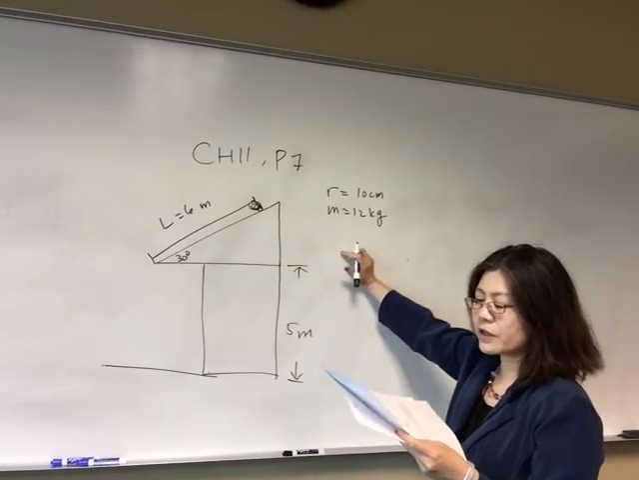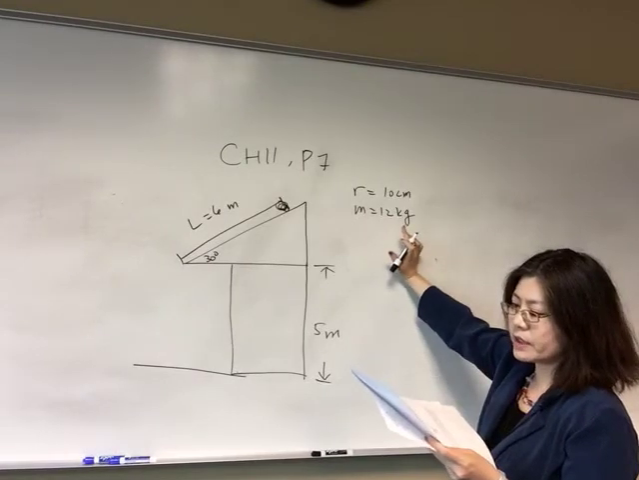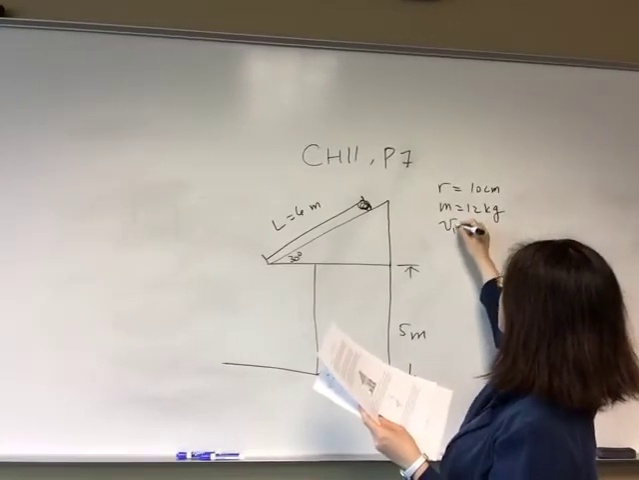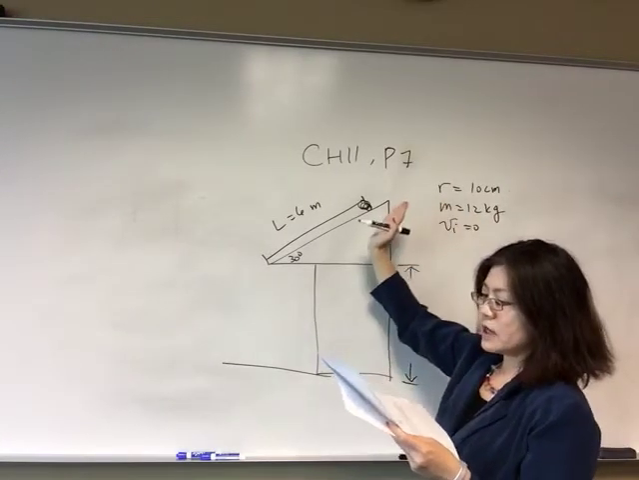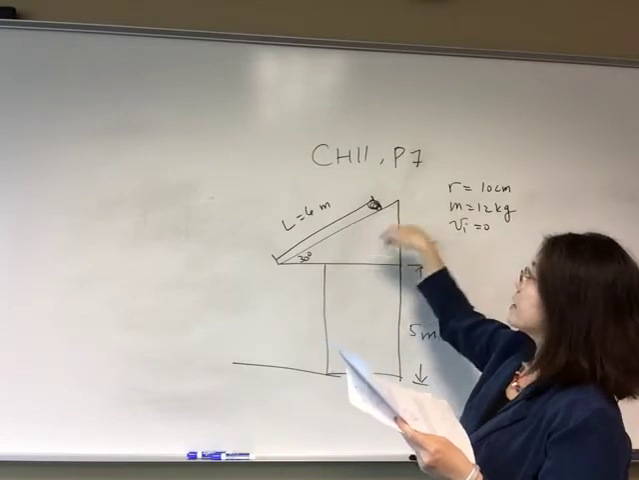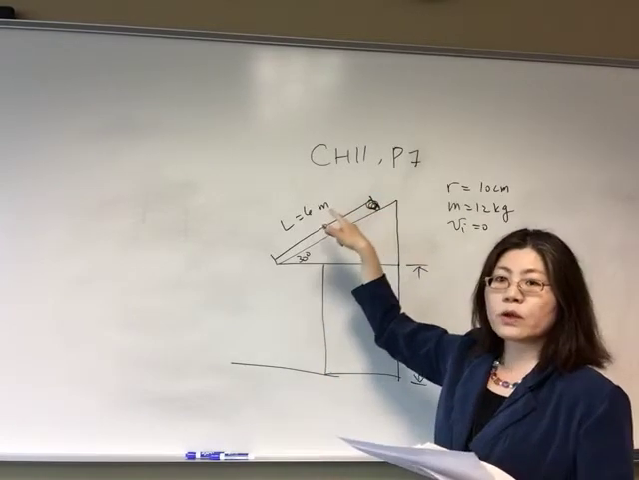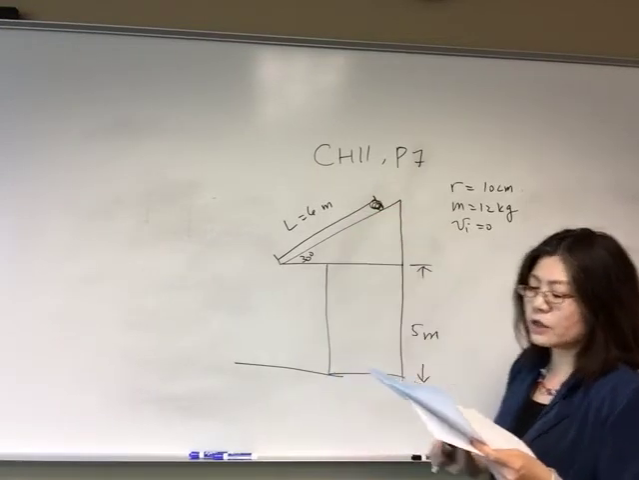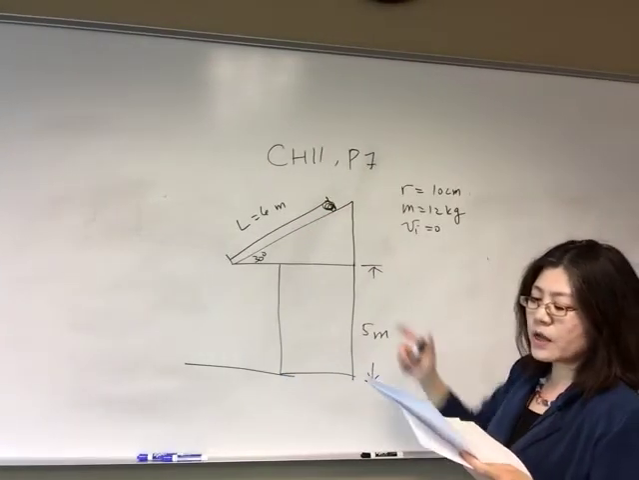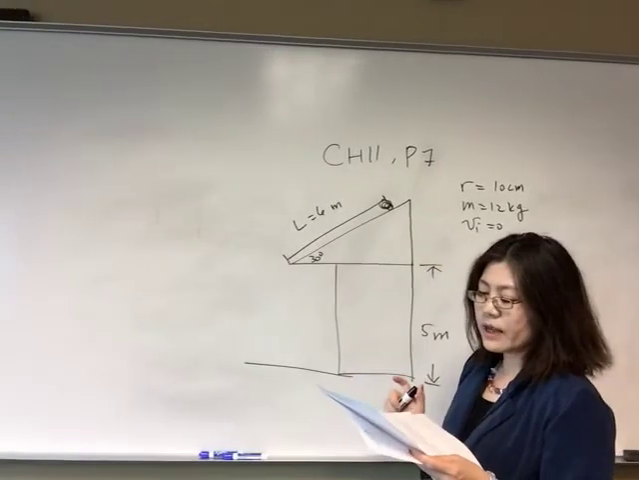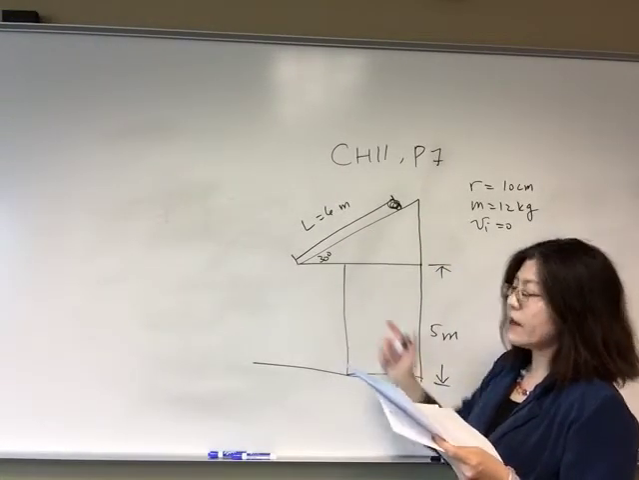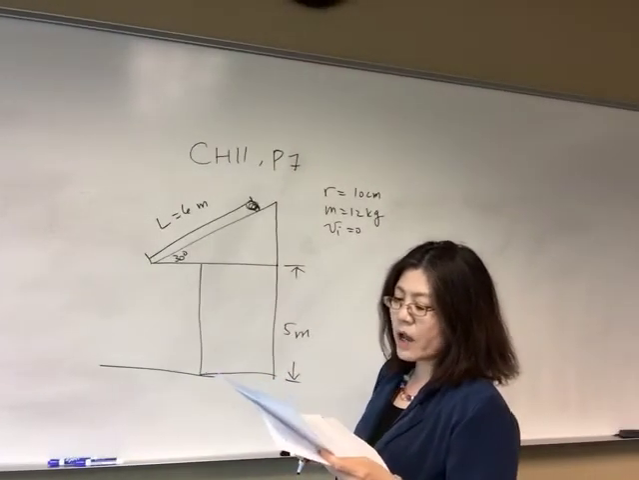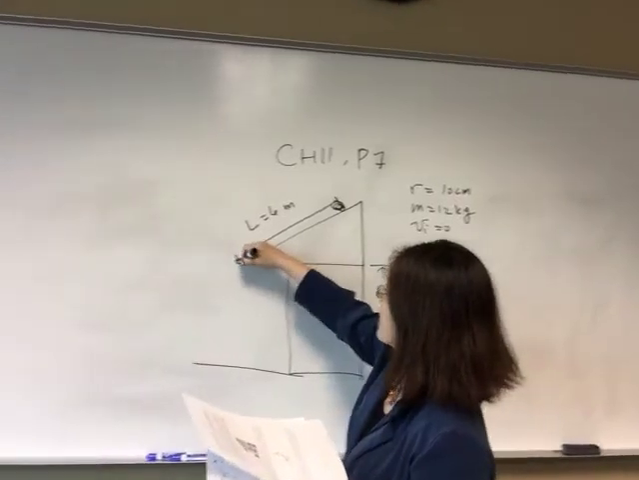It says a solid cylinder of radius 10 centimeters and mass 12 kilograms starts from rest. So the initial velocity is 0. It starts from rest and rolls without slipping. So it is rolling, which means that it has linear kinetic energy and also rotational kinetic energy. So rolling without slipping a distance of 6 meters down the roof that is inclined at an angle of 30 degrees. What is the angular speed of the cylinder about its center as it leaves the roof?